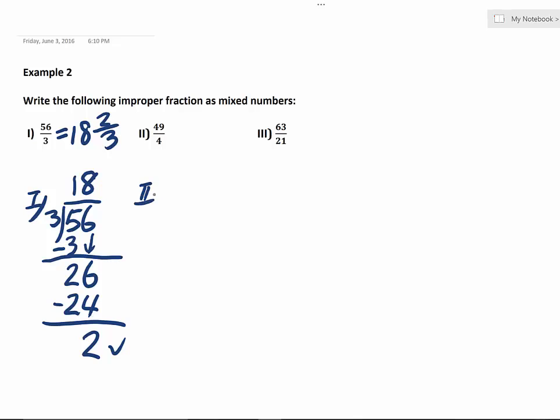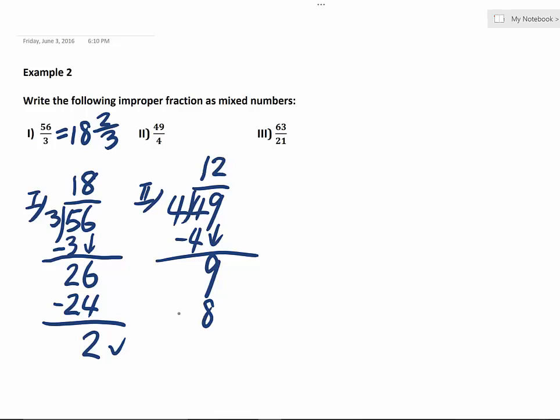Second question, it's 49 divided by 4. So 4 going into 4, 1 times. 1 times 4 is 4. Bring down the 9. So 4 going into 9, 2 times. 2 times 4 is 8. Subtract it, you get a remainder of 1. So the answer for 49 over 4 is going to be 12, remainder 1 over divisor 4.